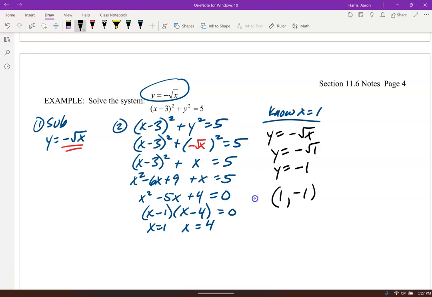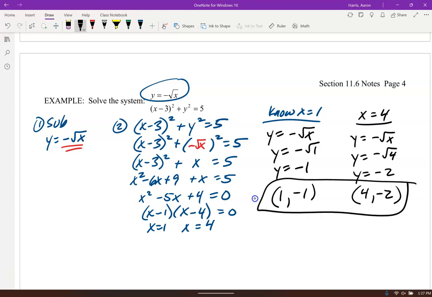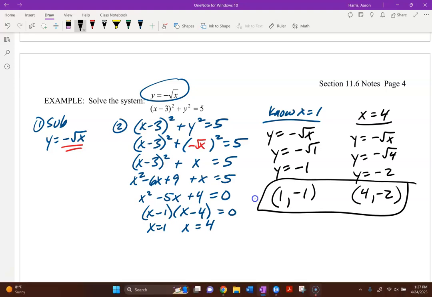So when x is 1, y is only negative 1, and then x could also be 4, we said, and I'm going to put it into the one that only has one y value for an x value being 4. So when x is 4, y is negative 2. And I'll show you that visually with y being negative root x. So that's the square root function reflected about the y-axis.